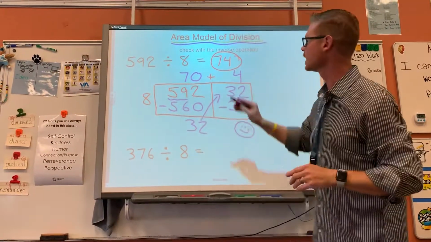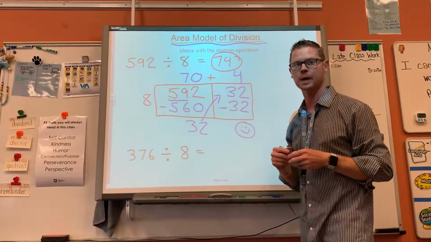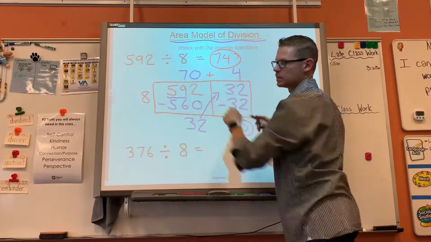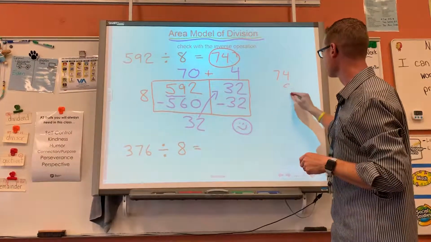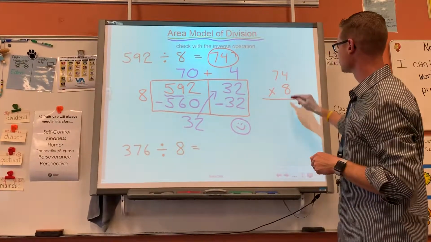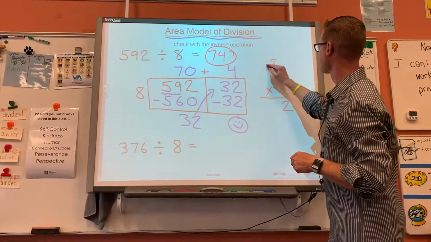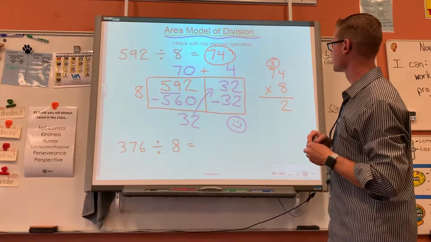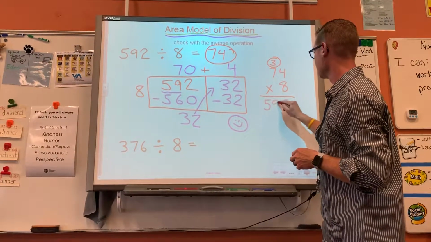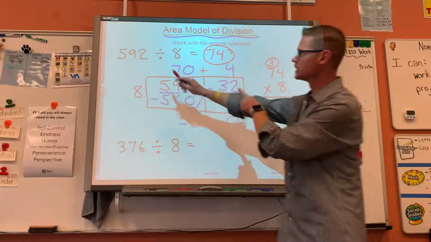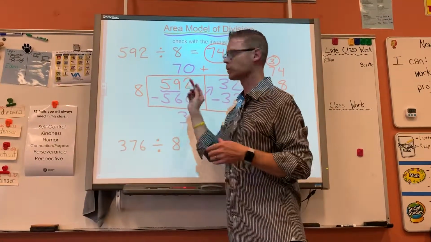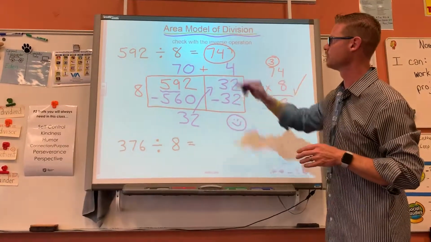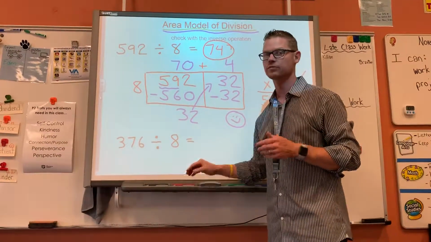Now just to make sure, guys, let's check that with the inverse or opposite operation. I'm going to take my 74 as my answer and multiply it times the smaller number, which is 8. 8 times 4 is 32. 8 times 7 is 56, and 56 plus 3 is 59. And I get 592, which is exactly the same number we started off with when we started dividing. That makes me feel good. I know that my answer checks out, so I feel very confident that my answer of 74 is correct.